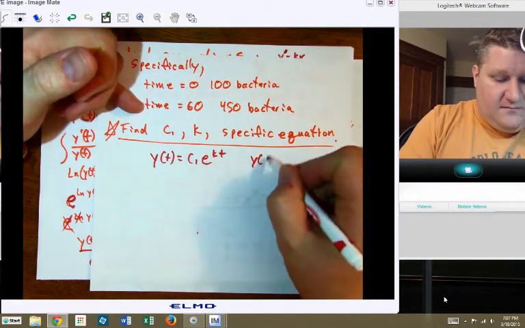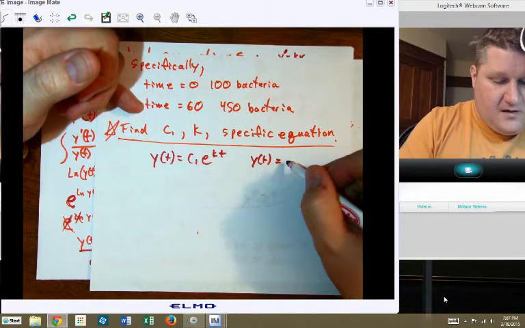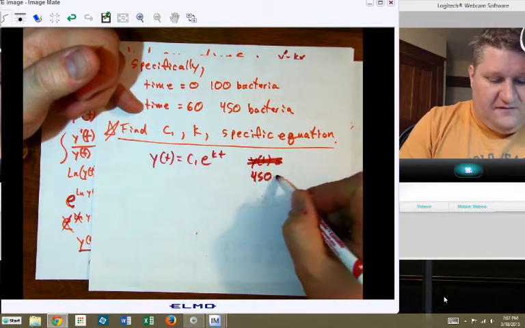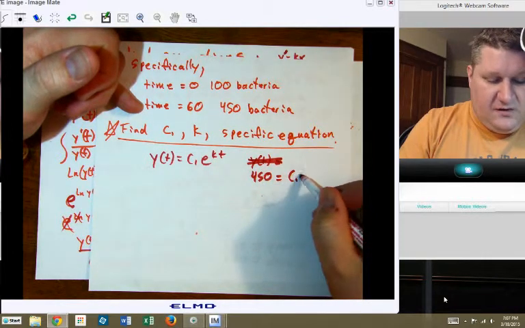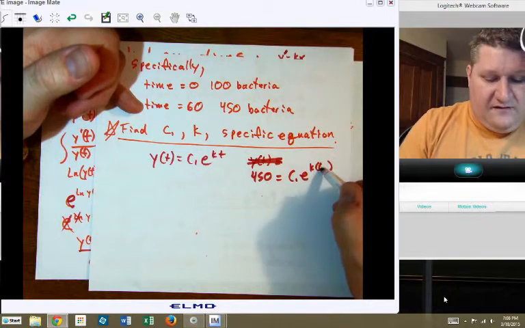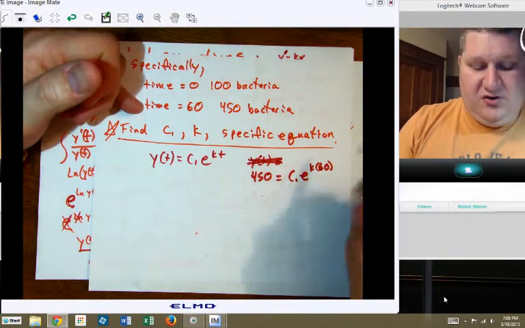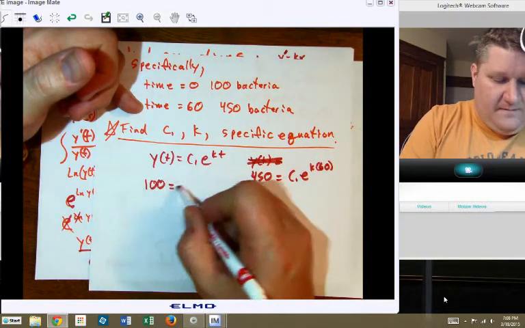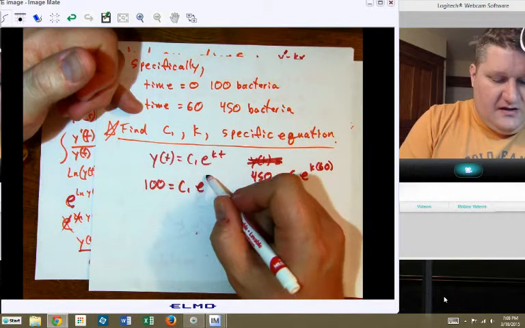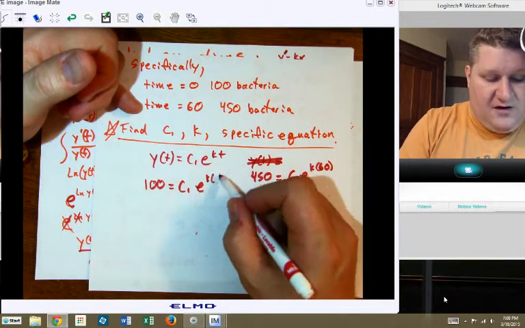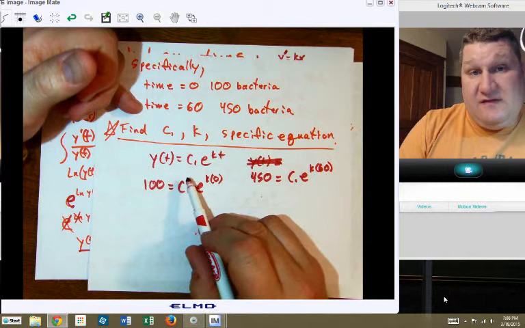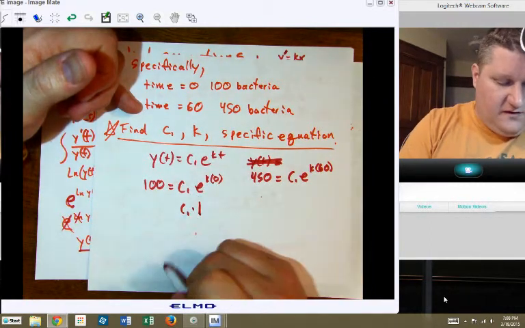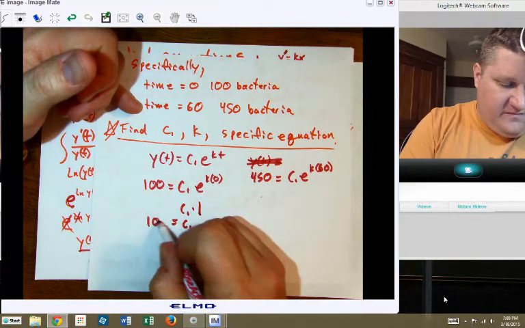If I directly plugged in the 60 and the 450, I would say there are 450 bacteria equals c1 e to the k times 60 minutes. Now the problem is that gives me two unknowns. Well, let's choose the other one. What if I say there are 100 bacteria, c1 e to the k times 0? I still don't know c1, but I know that time is 0. Well, 0 times anything is 0, so e to the 0 is 1, so it's 1 times c1, so really I have c1 equals 100.